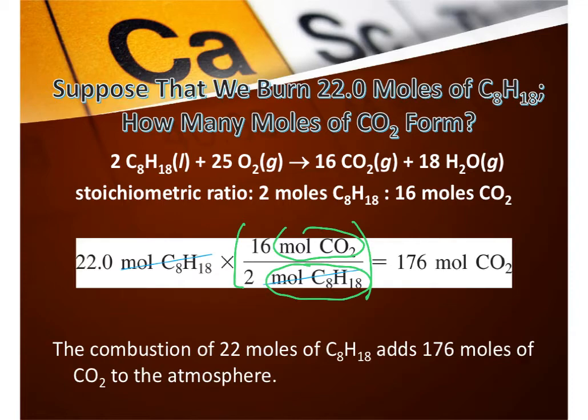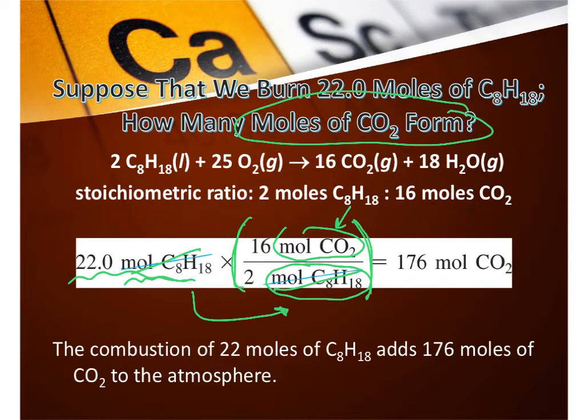If our given information, as always, we start with that in dimensional analysis, has units of moles of C8H18, then you want to place the mole ratio you're interested in so the same units are in the denominator, so they cancel. You want moles of C8H18 in the denominator and whatever you're trying to get to in the numerator. This question is asking how many moles of CO2 form, so you want to make sure that's what's in your numerator.